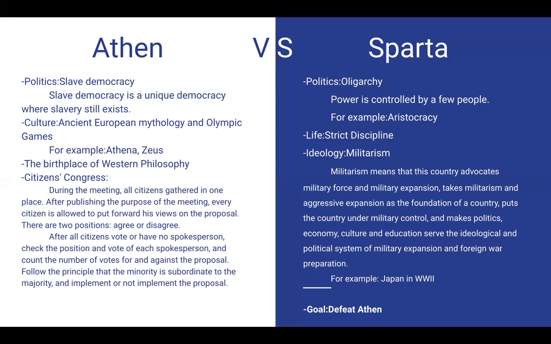So this is telling that the proposal is based on the opinion of the majority of the citizens. But this also causes problems, like people can do nonsense things when they become the majority. So their goal, actually, Athens and Sparta belong to two alliances, so their goals are to defeat each other.